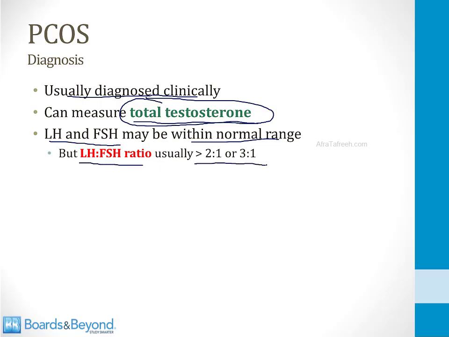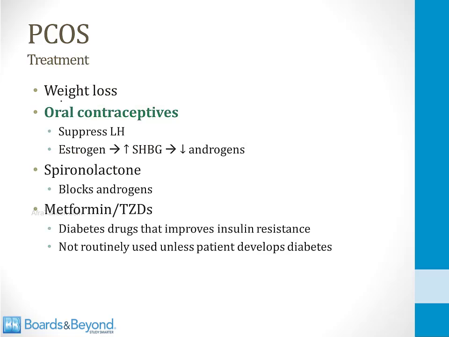It's usually greater than 2 to 1 or 3 to 1, and this is a characteristic feature of this disorder, and it's because the LH and FSH levels are out of balance that you get the production of so many androgens. There are a number of ways to treat this condition. First of all, weight loss will help. The women who have PCOS are obese, and if they lose weight, the syndrome gets better.